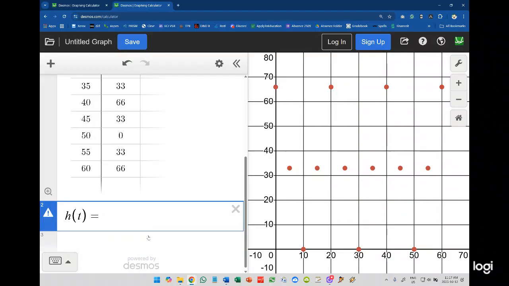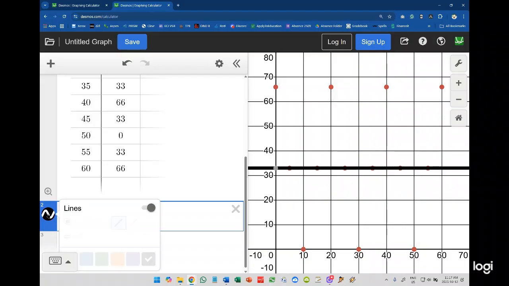We'll start off with the amplitude. We know the gum goes from 0 to 66. Its amplitude is 33. That's actually the radius of the tire. Again, I have OCD. I like choosing specific colors.